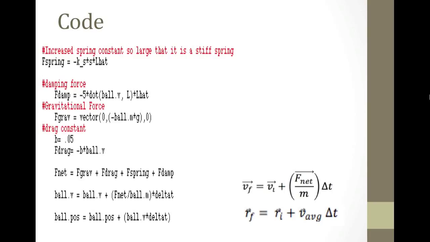Ball.v is equal to ball.v plus F net divided by ball.m times delta T, which is the same thing as V final to the right of it. And then ball.position is equal to ball.position plus ball.v times delta T, which is the exact same thing as the R final equation that is to the right of it as well.